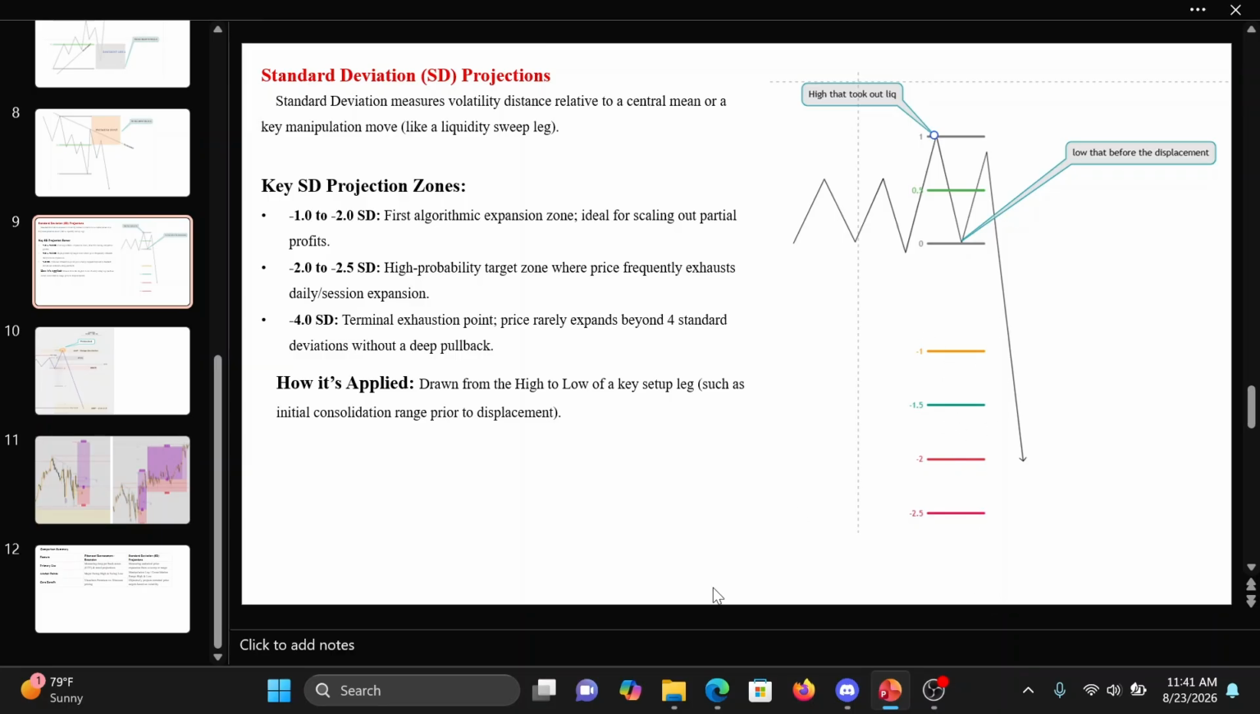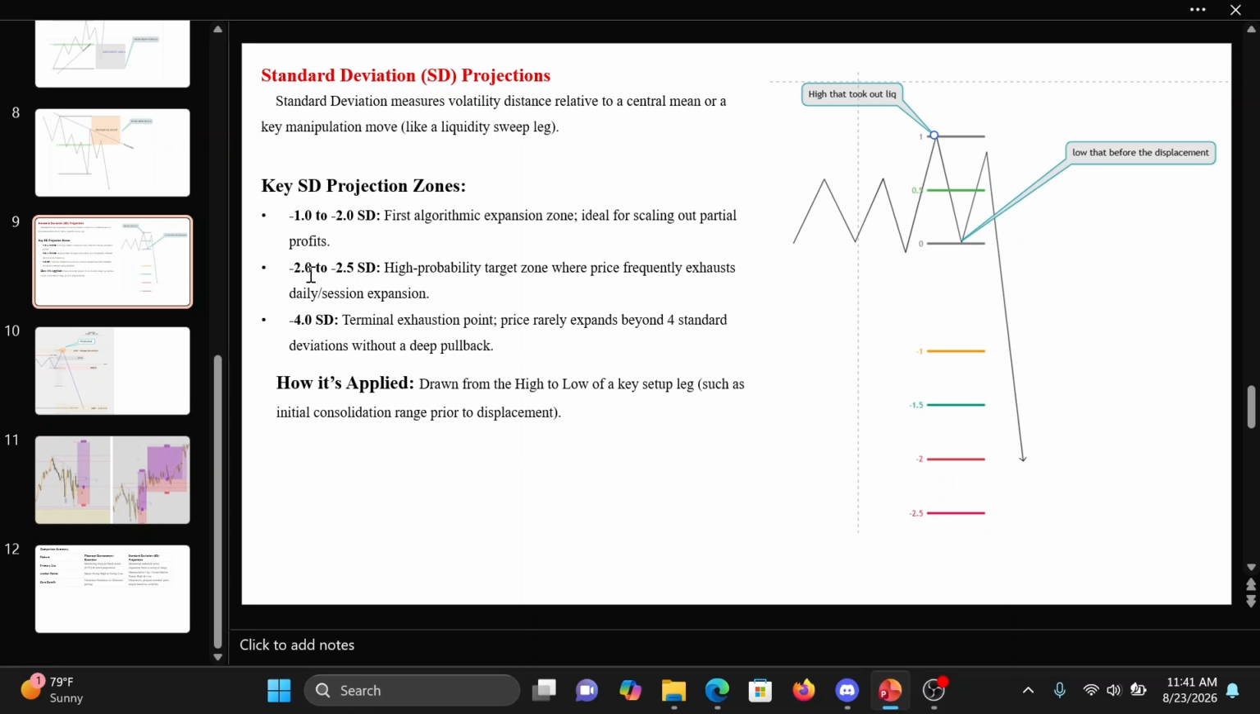Okay, so with -1 to -2, these are the first algorithmic expansion zones, ideally for scaling our partial profits. We take our partial profits between this and this point. And most of the time, price tends to move to -1 and -2.